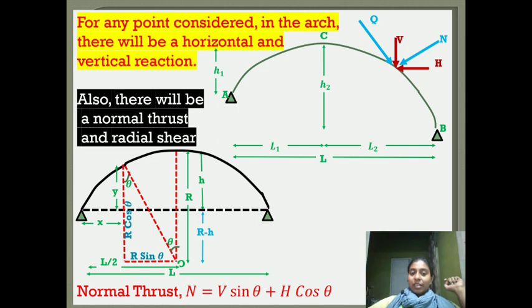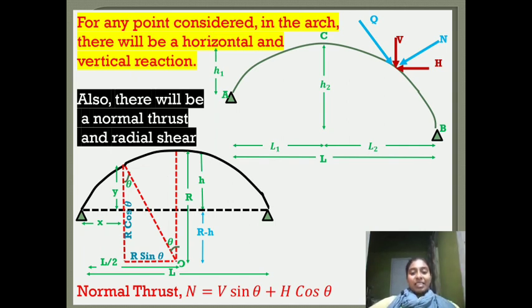Now, normal thrust N is equal to V sin theta plus H cos theta. So how to determine this theta? As I told you earlier, theta is the angle you draw. See, from the section considered, you draw a line towards the center. So the angle made by this line at the center with respect to the vertical is called theta.